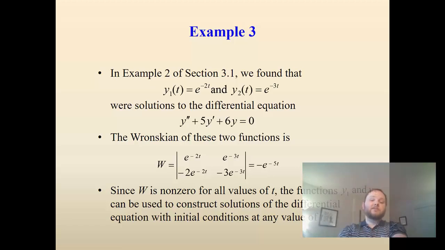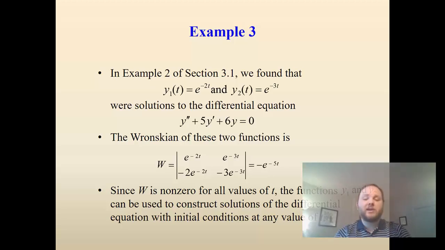So remember this, for example, from last time, we had a y1 which is e to the negative 2t and a y2 which is e to the negative 3t. They were solutions to this differential equation. Now we assumed they were the only ones, that they only worked.